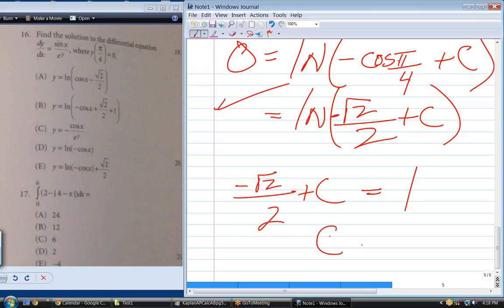Right. Would that make it B then? The answer B? I'm sorry, what? Would that make the answer B then? Oh, well, I don't know yet. I haven't solved it. Let's add these two together.